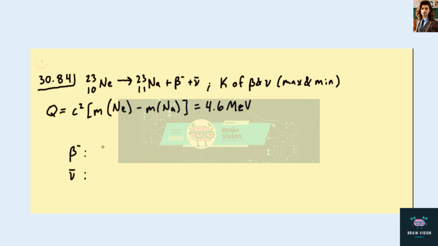It asks for the maximum first. The maximum kinetic energy the electron can have is just the entire energy, and then the neutrino gets none. Similarly, the minimum the electron can have is 0, when the neutrino gets all of the kinetic energy.